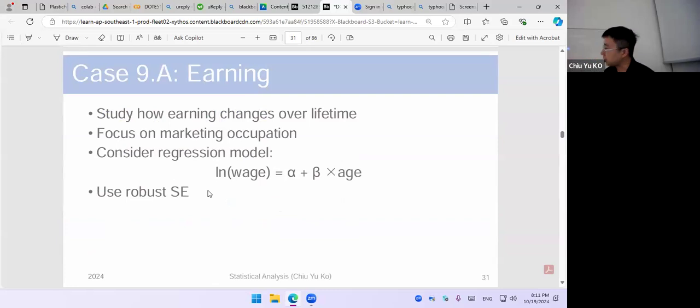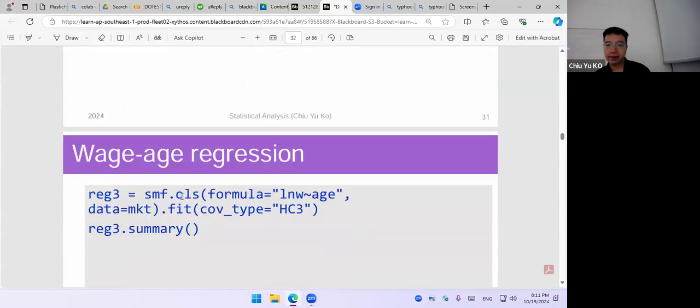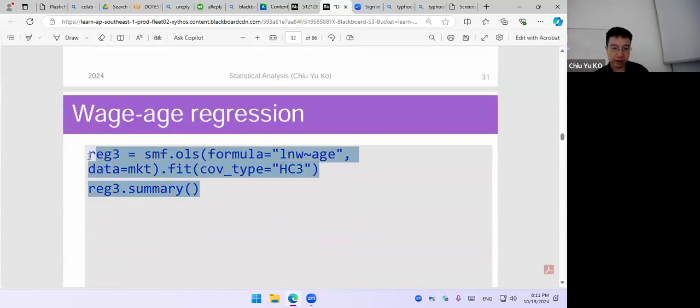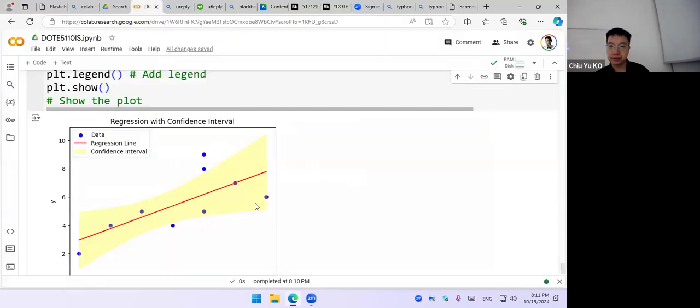we want to run another regression and look at how wages change over time, and we focus on the marketing occupation. Instead of the female, we want to run wages over age. What that means is, each year, how your wage changes in percentage, which means the beta is the raise percentage: 1%, 2%, 3%, 4%. This is the idea. And we use robust SE, and just fit this model. I think that's something we know very well.